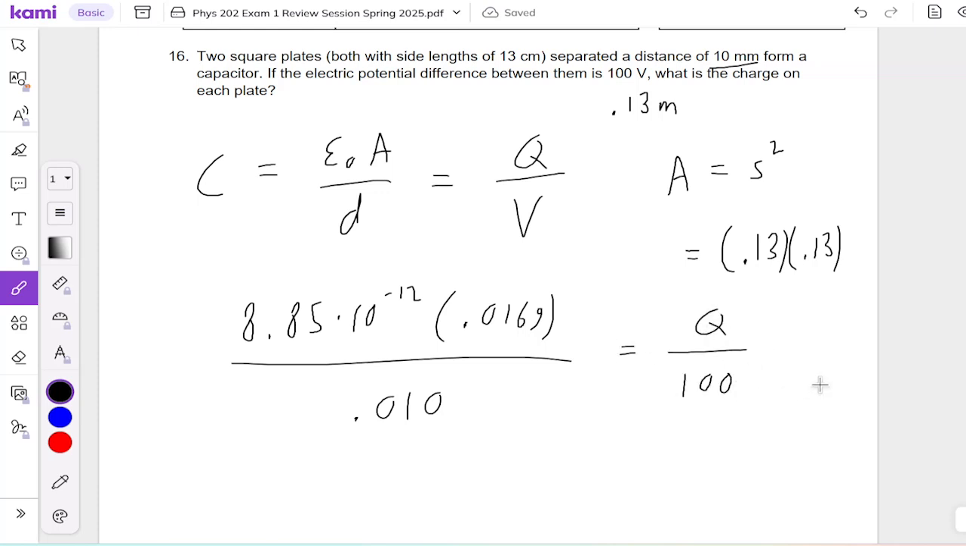Notice it doesn't mention a battery. Even if it did mention a battery, it doesn't matter. I only worry about that battery thing I said if it's changing. For instance, if I change the side lengths from 13 centimeters to 26 centimeters or something like that. That's when I worry about that battery comment from earlier.